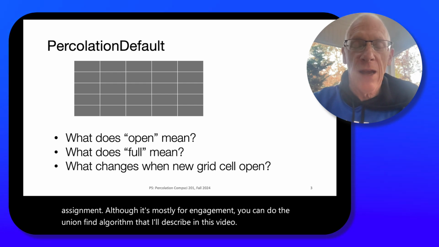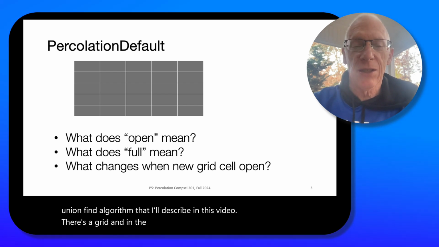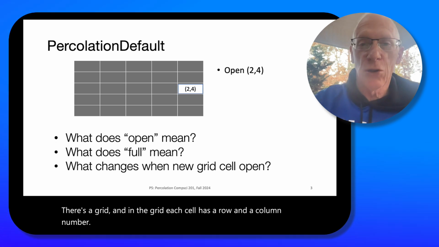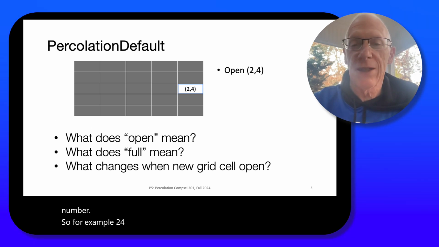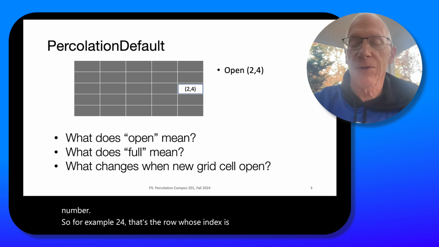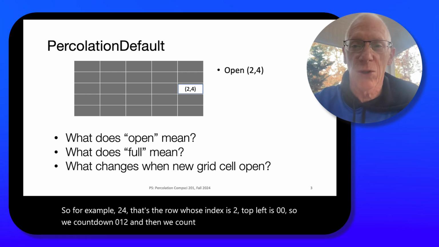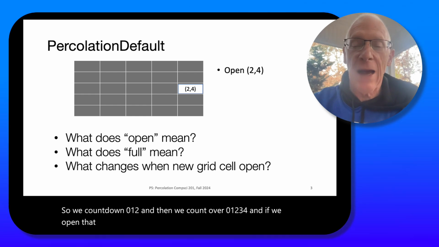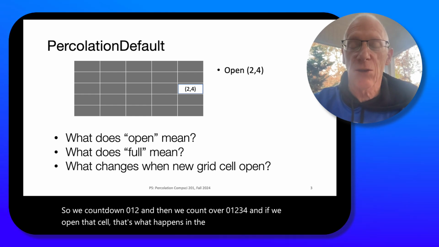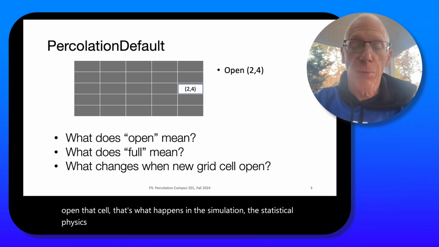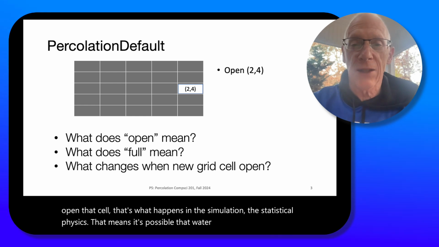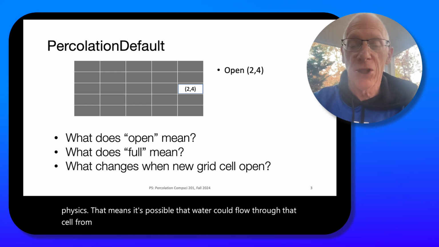There's a grid, and in the grid, each cell has a row and a column number. So for example, 2, 4, that's the row whose index is 2. Top left is 0, 0, so we count down 0, 1, 2, and then we count over 0, 1, 2, 3, 4. And if we open that cell, that's what happens in the simulation, the statistical physics. That means it's possible that water could flow through that cell from the top. But if just that cell is open, there's no water flowing.